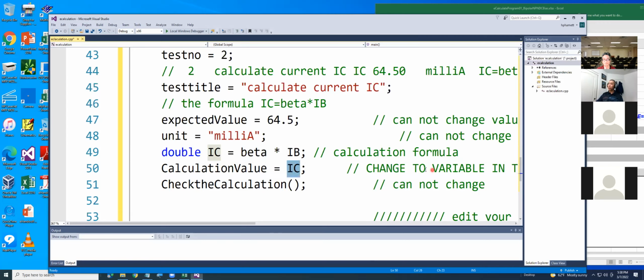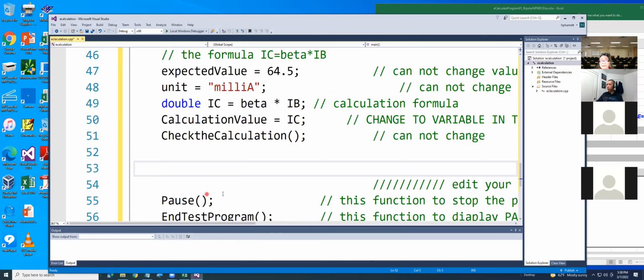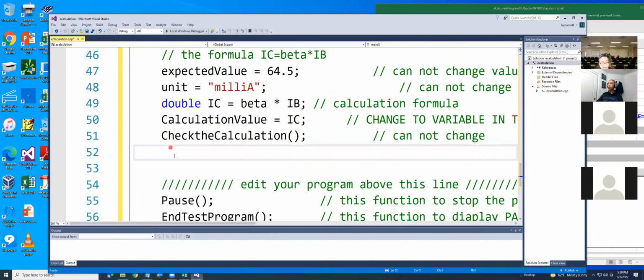IC. So you can copy, paste it out, okay, and get another tab. However, on the tab, what they said here is: edit your program above this line. That means you can work in here. You cannot go down to this part here. That's my program.